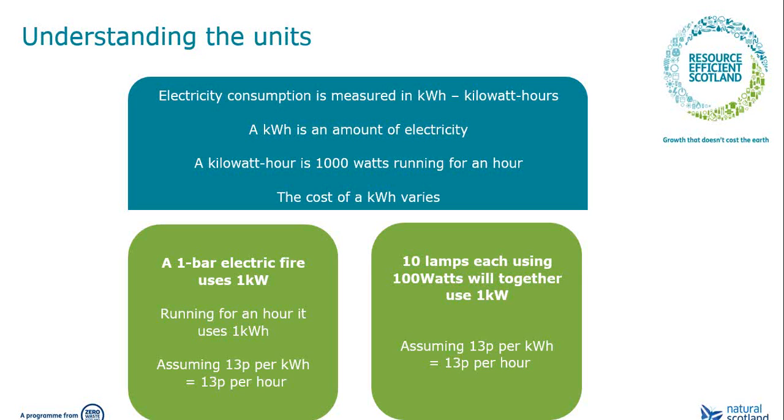In a similar way, in the lower right side of the slide, we've got another example with lighting. In this case, if you've got 10 lamps each using 100 watts, then together that uses 1 kilowatt, and again the cost of that is 13 pence per kilowatt hour, 13 pence per hour to run that lighting. So it really is quite simple to understand how much appliances use and what it's costing you.